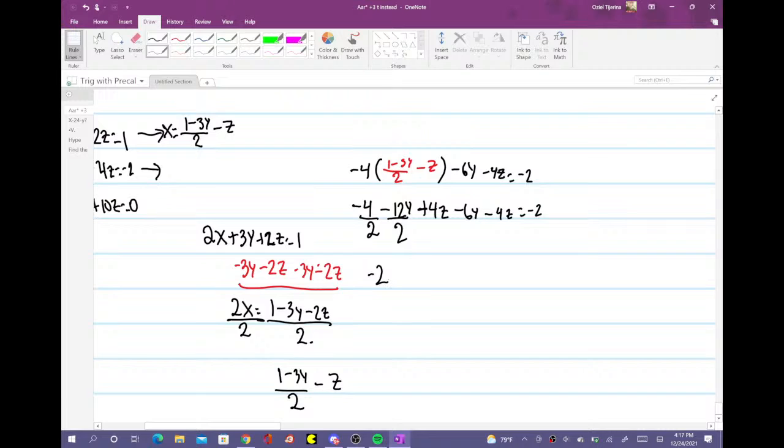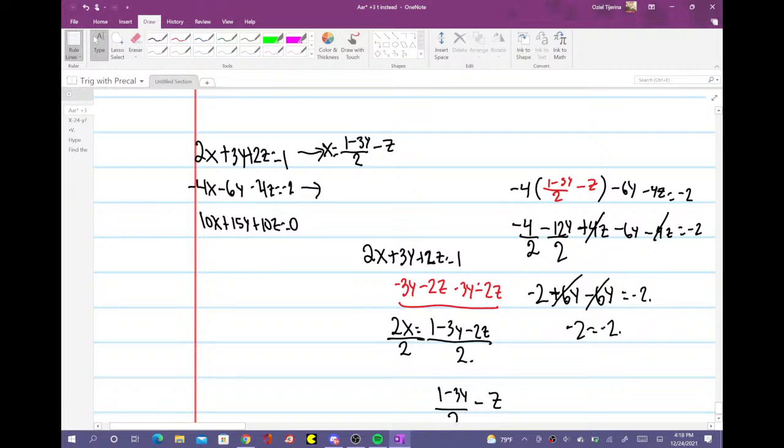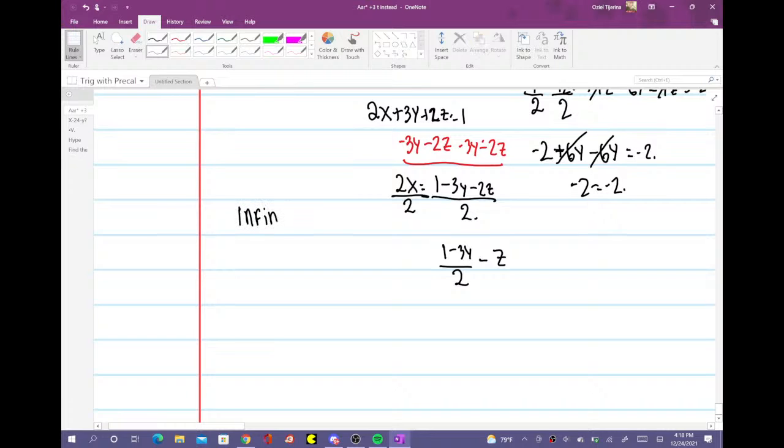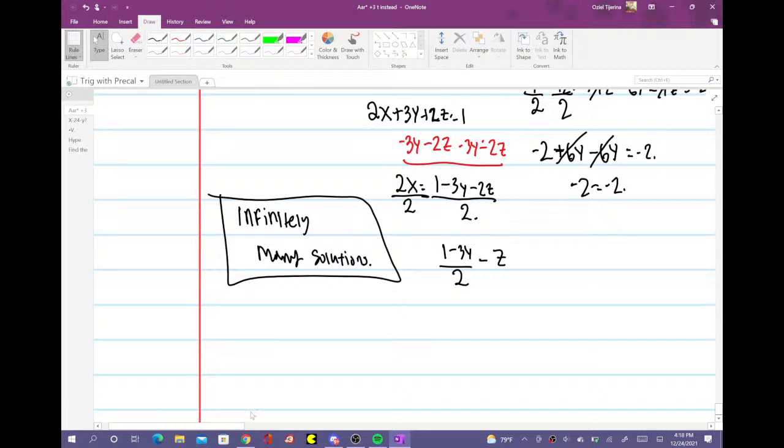So then this gives us negative 2 minus 6y. The 4z cancels out, right? Actually, it's plus 6y. And then minus 6y also cancels out, equals negative 2. So as you can see, we get negative 2 equals negative 2. What does that mean, right? That means that this system has many solutions, or it has infinitely many solutions. So the answer is infinitely many solutions for this system.